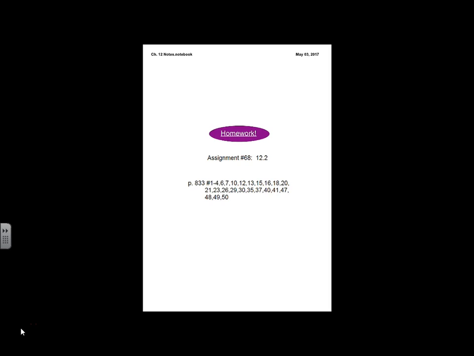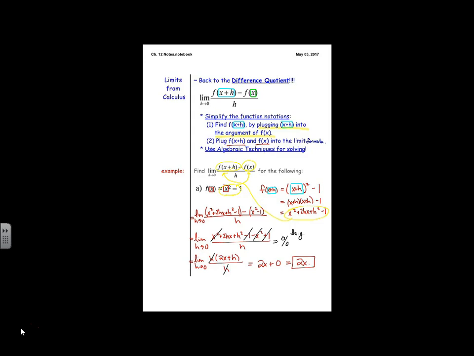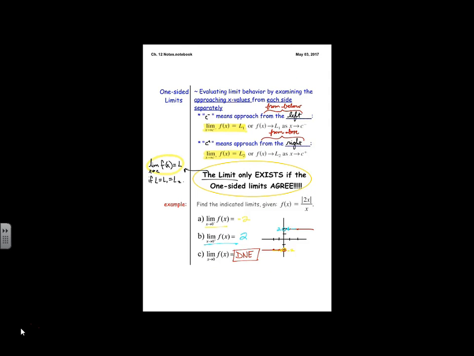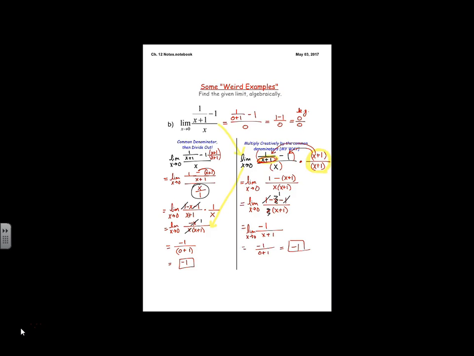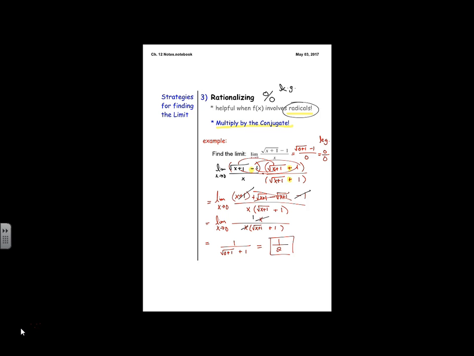Alright, so we gotta focus on this. Let's go ahead and pay attention. Let's get stuff done. So, section 12.2, we gotta check it. Do you remember what was there? The difference quotient was there. One-sided limits were there. And then, simplifying whenever you get 0 over 0 before plugging in again to solve limits was there. So, 12.2, the evens.